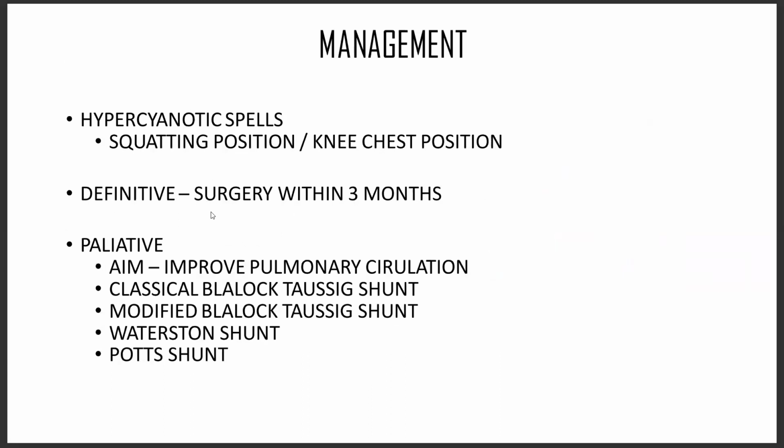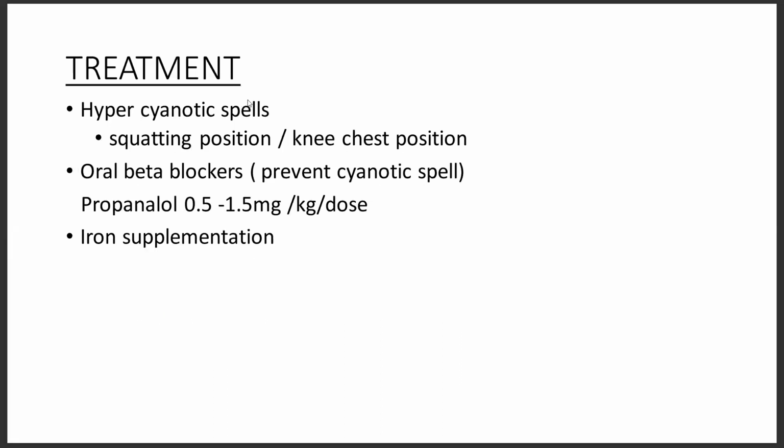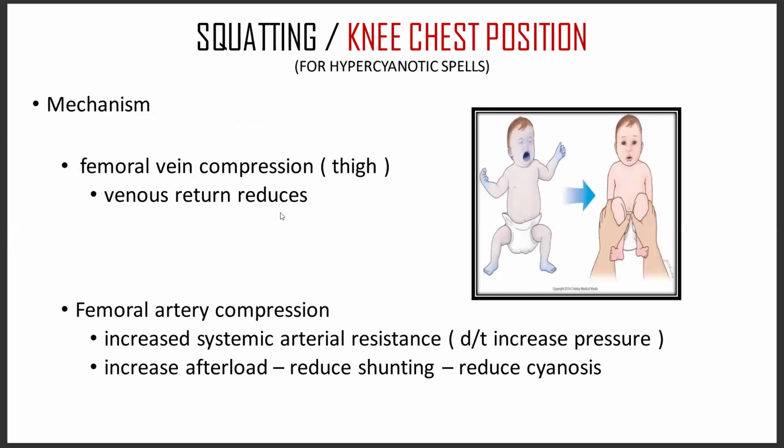Then the definitive management is surgery within 3 months. There is also palliative surgery, where the aim is to improve the pulmonary circulation. That is the classical Blalock-Taussig shunt, modified Blalock-Taussig shunt, Waterston shunt, and Potts shunt. These are the palliative surgeries. Then the treatment of hypercyanotic spells is by the squatting position or knee-chest position, and oral beta blockers to prevent the cyanotic spell, that is propranolol 0.5 to 1.5 milligram per kilogram per dose, and iron supplementation for the treatment of anemia.